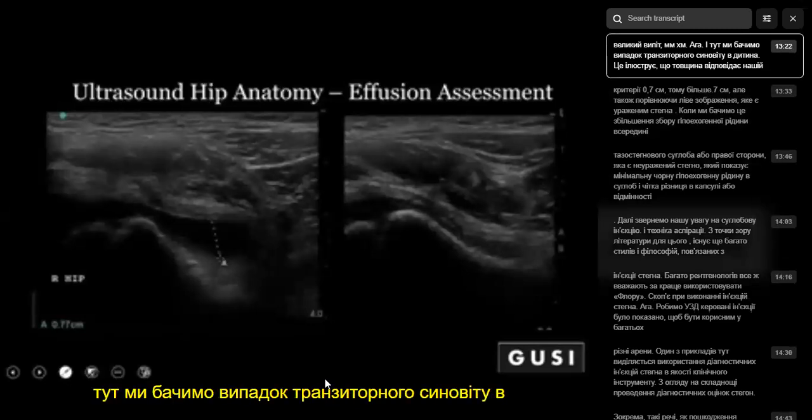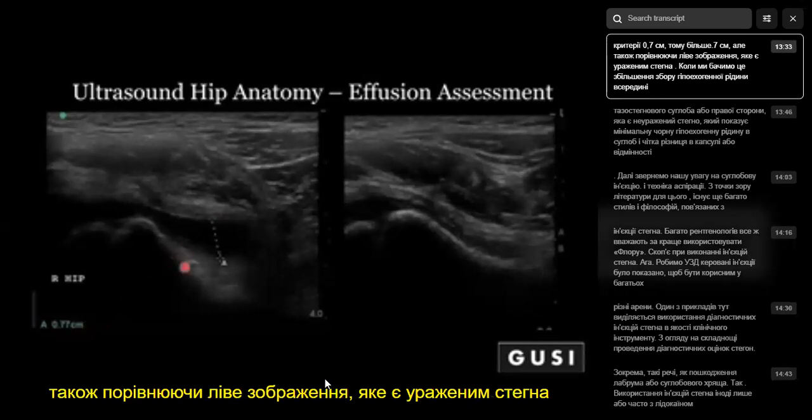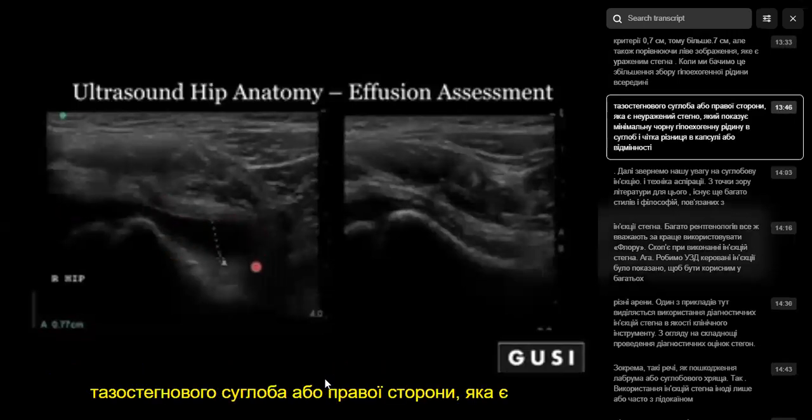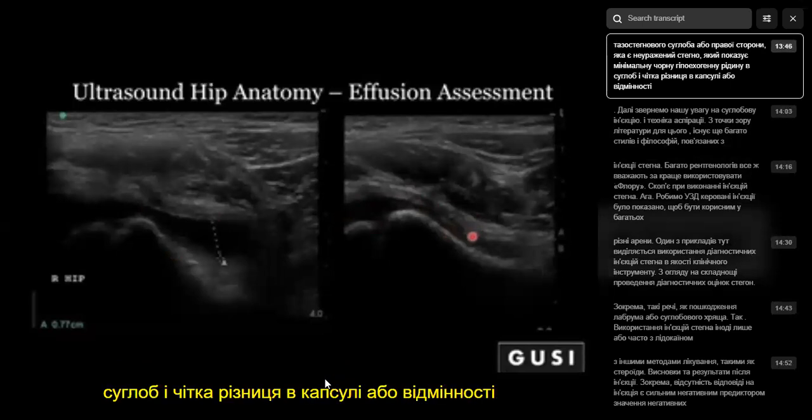And here we see a case of transient synovitis in a child. This illustrates that the thickness meets our criteria of greater than 0.7 centimeters, but also comparing the left image, which is the affected hip, we see this increased hypoechoic fluid collection within the hip joint, versus the right side, which is the unaffected hip, which shows minimal black hypoechoic fluid in the joint and a clear difference in the capsular distension.